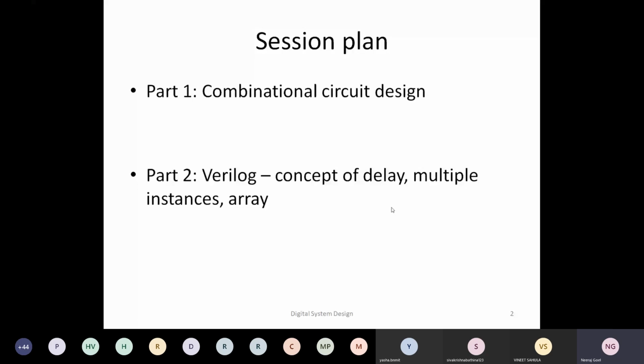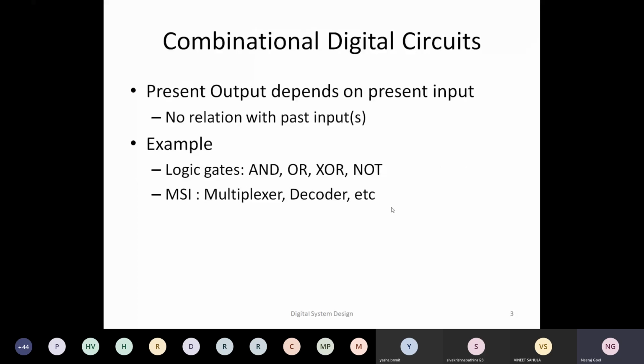So let's see. Because we are talking about combinational logic, and most of you know what combinational logic is, but let's revise. Combinational logic is essentially any logic or any function that depends only on the present input, not on the past inputs. Your output would depend only on the current inputs. Whatever the current inputs are, that would determine what the output is.